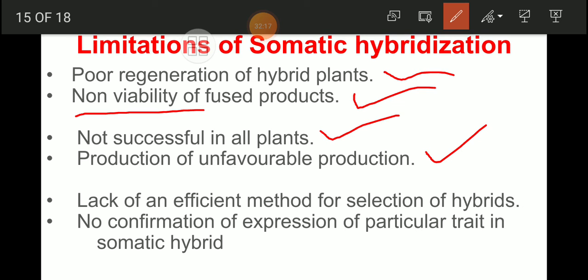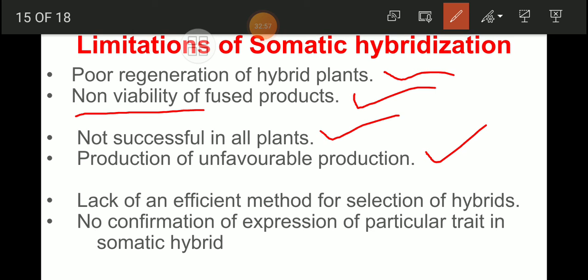Unfavorable is sometimes whatever we will get, the plantlets in our hand or hybrid. After taking proper care, each and every step we have looked at, we have given 100% concentration to every step of production of a somatic hybrid. Then also finally the plant whatever hybrid we have got in our hand may be an unfavorable hybrid, in the sense all the desired characters may not get expressed in that one. So that is also there. This is also one of the limitations.